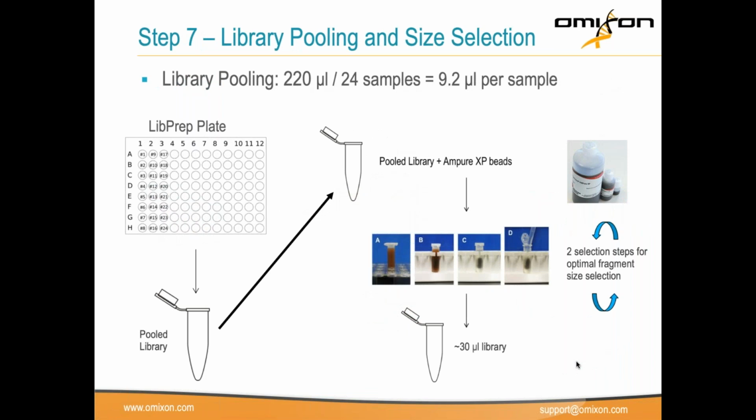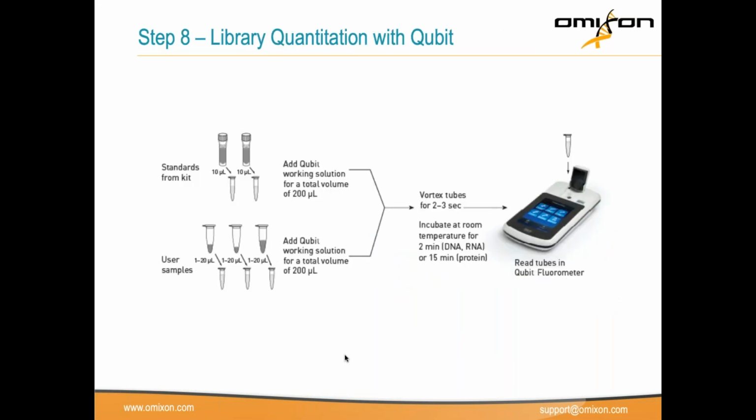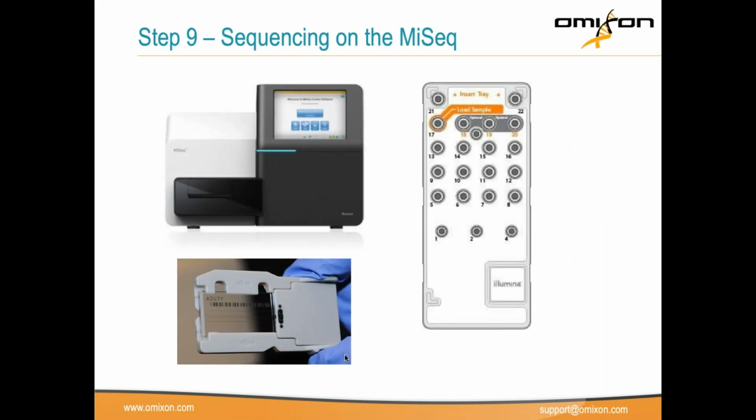And once we have our indexed samples, we can go ahead and pool all of the libraries together. We pool into a single tube, and then we perform the size selection step that is essentially comprised of 2 selection steps for the optimal fragment size selection. Once we have our size selected library, we can quantitate it using the Qubit. Nothing new here. Follow the manufacturer's recommendations and instructions. And finally, we load the library on the MiSeq.